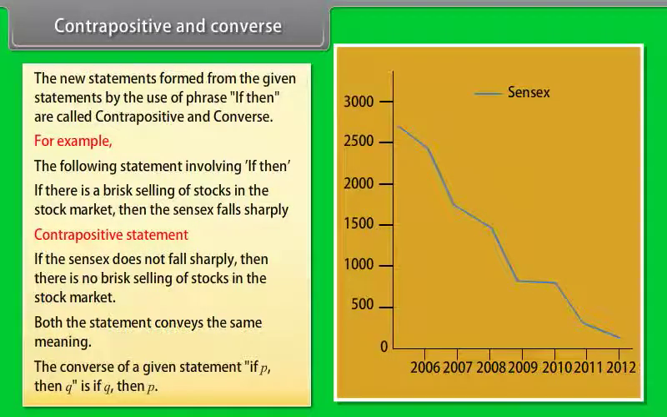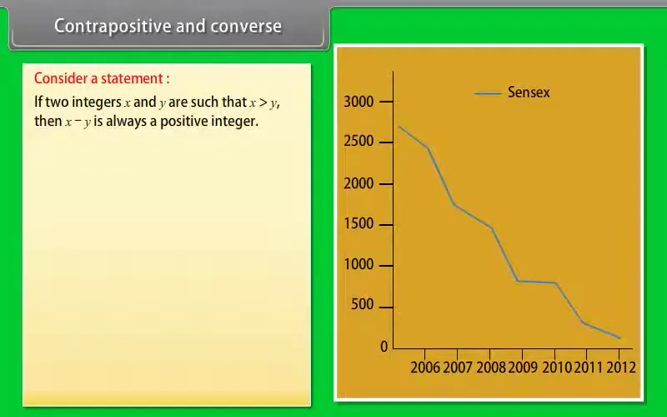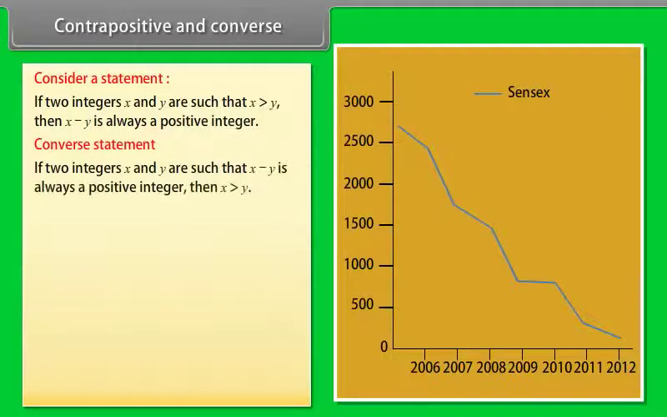The converse of a given statement, if P then Q, is if Q then P. Consider a statement. If two integers x and y are such that x is greater than y, then x minus y is always a positive integer. The converse of this statement is, if two integers x and y are such that x minus y is always a positive integer, then x is greater than y.